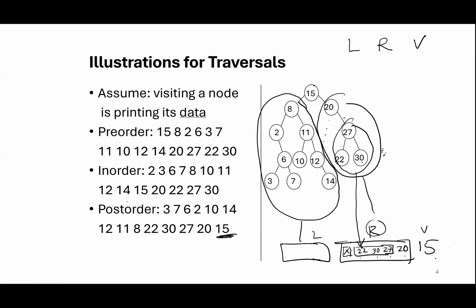Did I make a mistake here? Oh, this is the post-order. You see that 22, 30, 27, 20, 15.